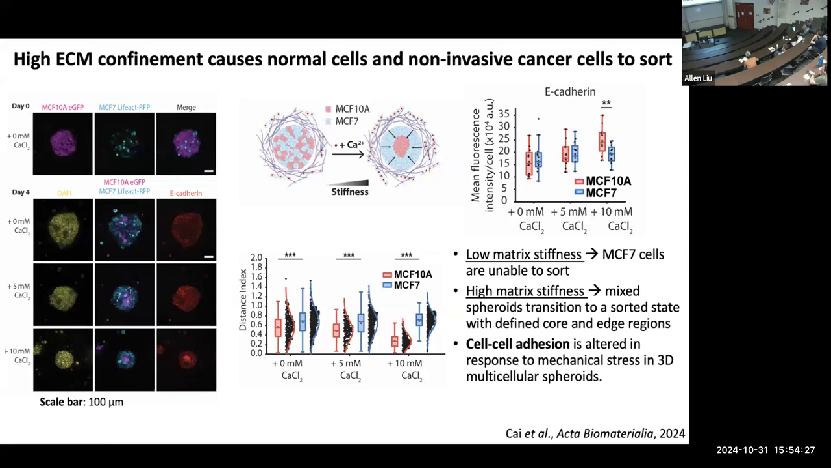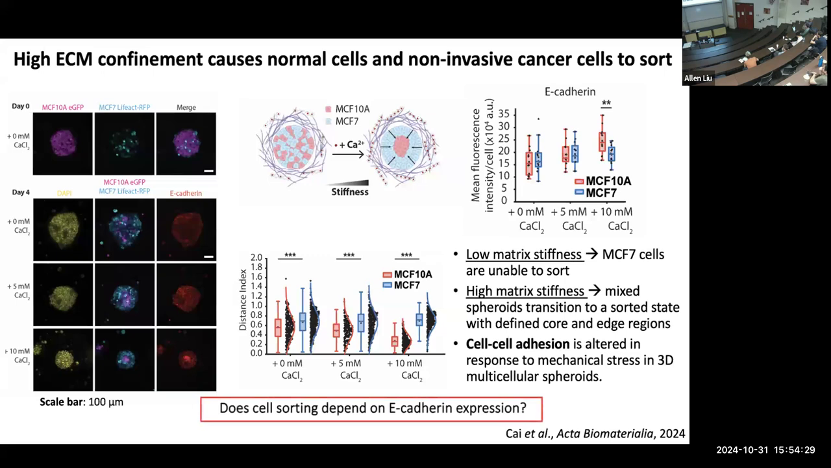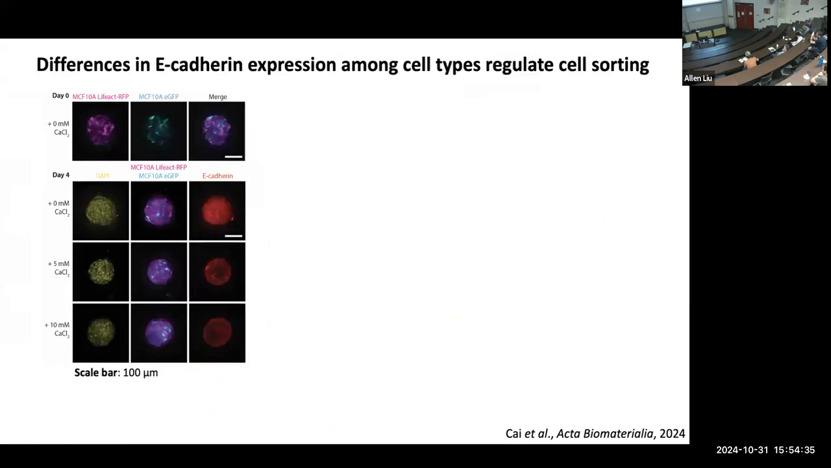Now, how can we manipulate this in a living system? So does the cell sorting depend on E-cadherin expression? The answer is yes, because we know from before this differential adhesion hypothesis. But here we can experimentally test this. These are our control cells, and they look exactly the same when we use MCF10A. They have the same adhesion. They're just the same cell type with two different colors. And you can see that they don't sort at all, as you would expect.